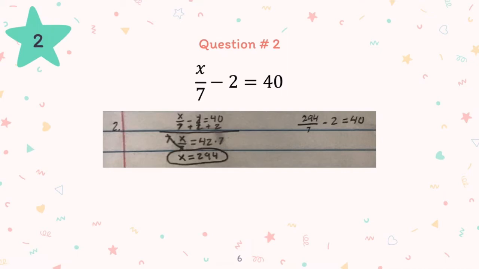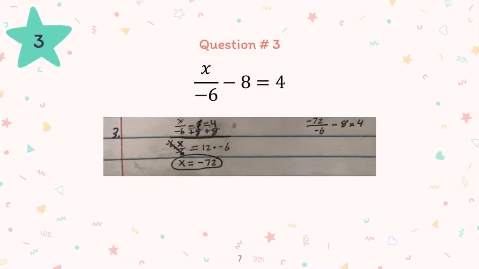But if we want to get rid of the 7, we have to multiply 7 by itself. So 7 times 7 cancel each other out. And now we do the same thing on the other side, 42 times 7, which equals 294. So x is equal to 290.